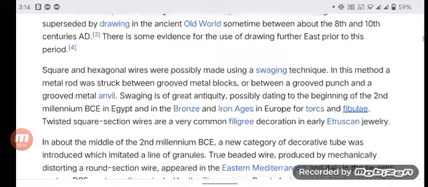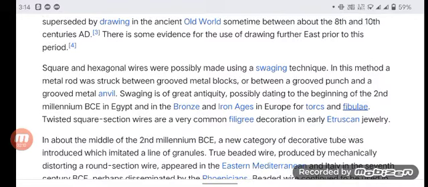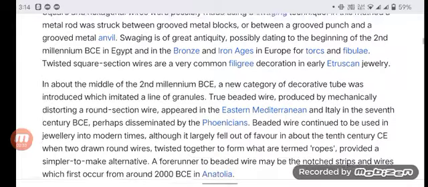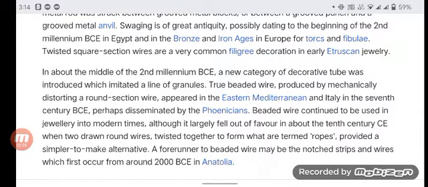In this method, a metal rod was struck between grooved metal blocks or between a grooved punch and a grooved metal anvil. Swaging is of great antiquity, possibly dating to the beginning of the 2nd millennium BC in Egypt and in the Bronze and Iron Ages in Europe for torcs and fibulae of twisted square section. Wires are very common filigree decoration in early Etruscan jewelry.